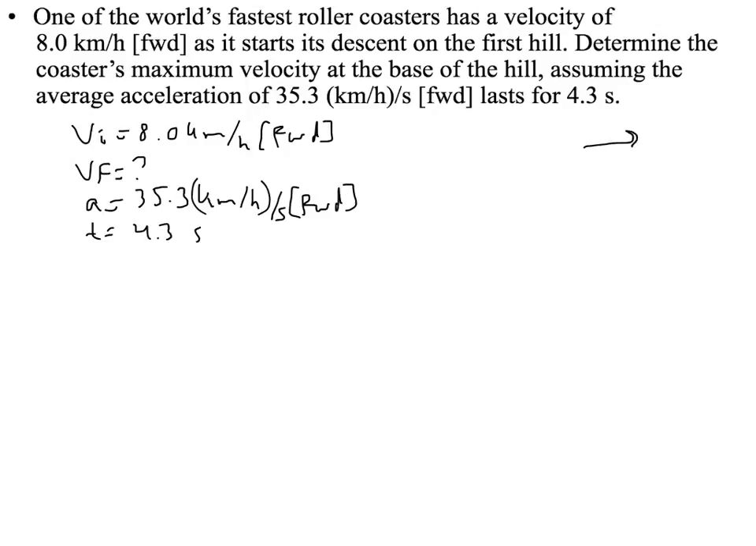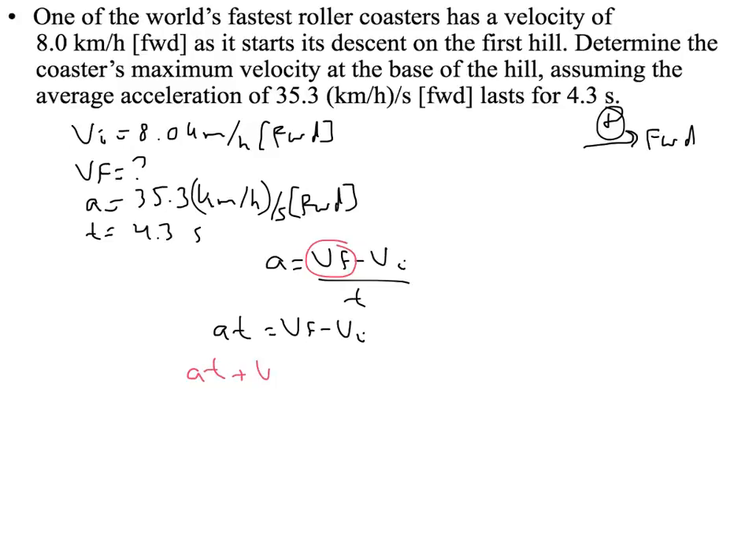Now let's again assign forward as that way, and we'll call that positive just to make our life easier. We know our equation, A equals VF minus VI over T. What we are looking for is VF, so we need to isolate VF. We're going to multiply both sides by T, so we get AT equals VF minus VI. You can add VI to both sides, bringing VI over to the left side of the equation. So what you end up with is AT plus VI equals VF.